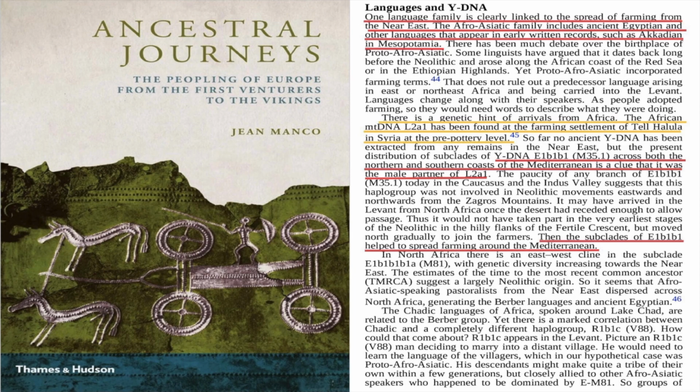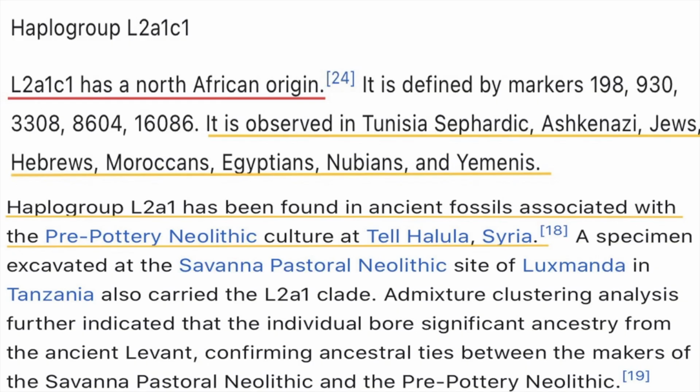Y-DNA E1b1b1 across both the north and south coasts of the Mediterranean is a clue that it was the male partner of L2A1. The subclades of E1b1b1 helped to spread farming around the Mediterranean. So we do see that back then Haplogroup E and L2 would have been mixing with each other, and just like from the other source, this is your Eastern and African admixture.